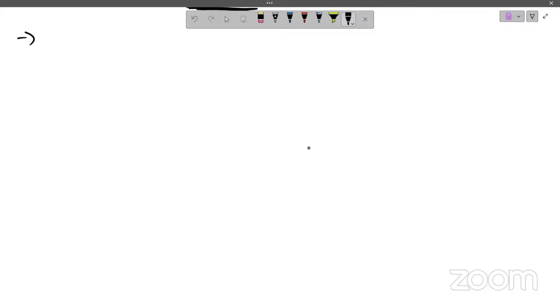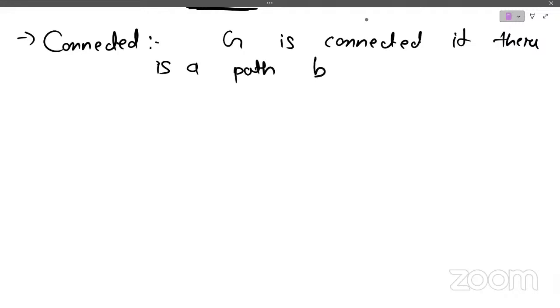Now, after reachability, we have connectedness. We say our graph G is connected if there is a path between any two vertices. If you are able to find a path between any two vertices of a graph, then we say that our graph is connected. So it's a simple definition, right?